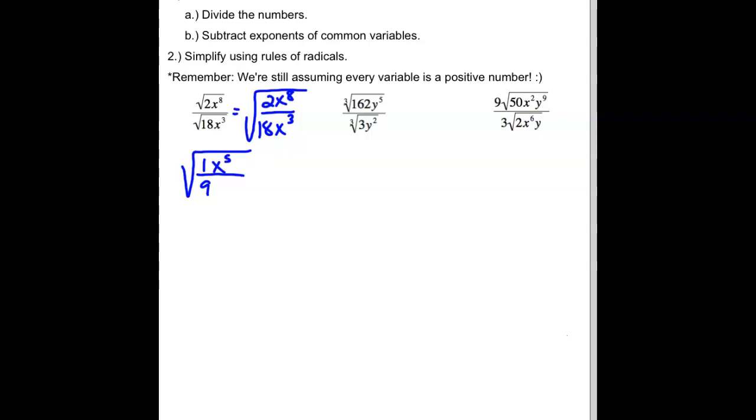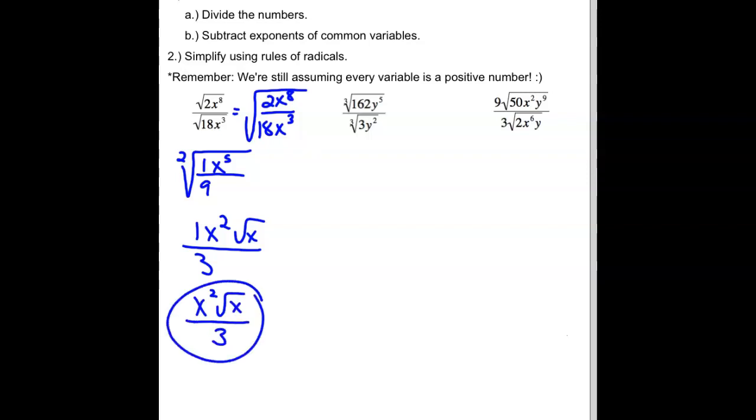And now we're going to simplify this just like we've been doing. We can look at our x's and say, how many groups of 2 can I make out of those 5? The square root of 1 is just 1. The square root of 9 is 3. And for my x's, I can make 2 full groups, and I still have 1 left over. So my simplified answer here would just be x squared root x all over a 3. If you want to leave the 1 in front, you certainly can, but it's not needed.